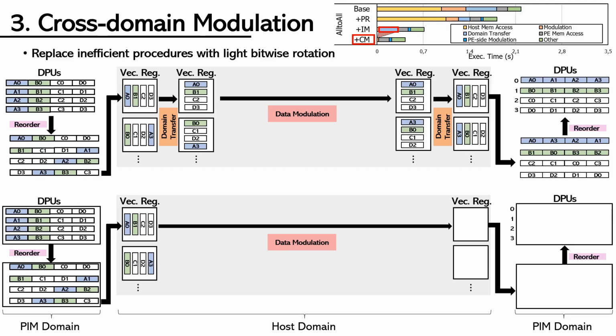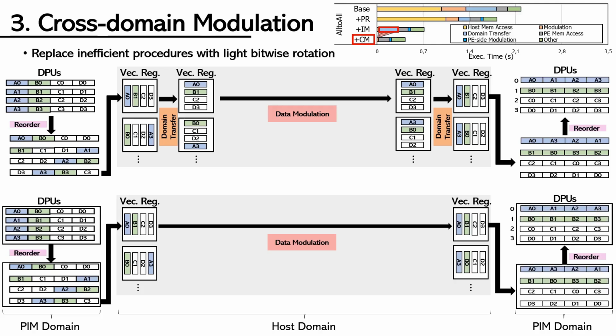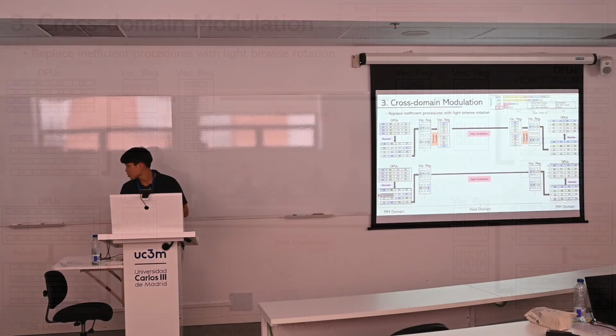But what if the data modulation process is composed of only data reordering? In that case, the host doesn't really have to interpret the data. It can just reorder them in an appropriate manner to get the same results. So in this case, we combine the 3 stages into a single bitwise rotate operation as shown in the figure, removing redundant domain transfers. And finally, we can perform the rest of the procedure to complete the all-to-all operation.